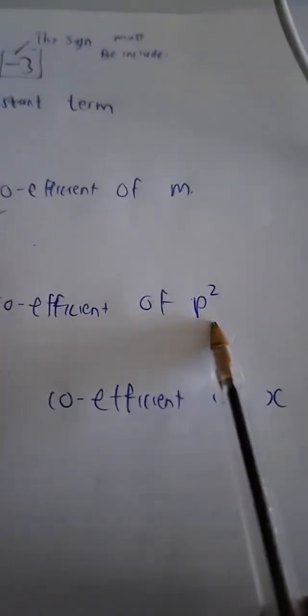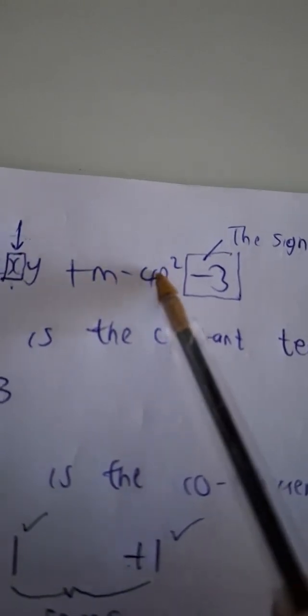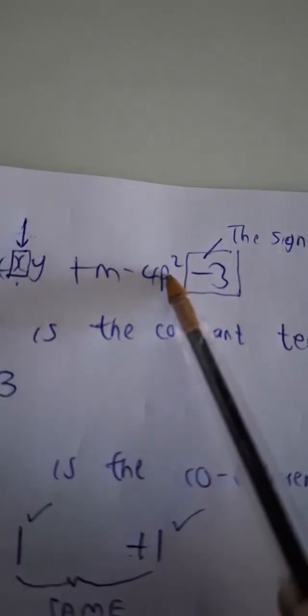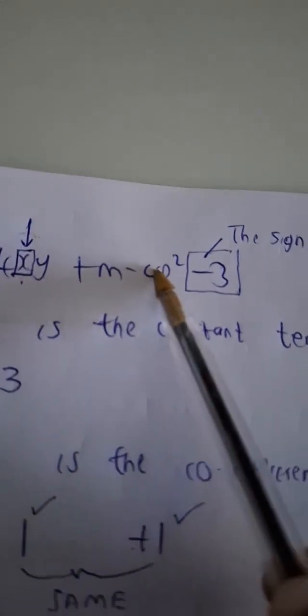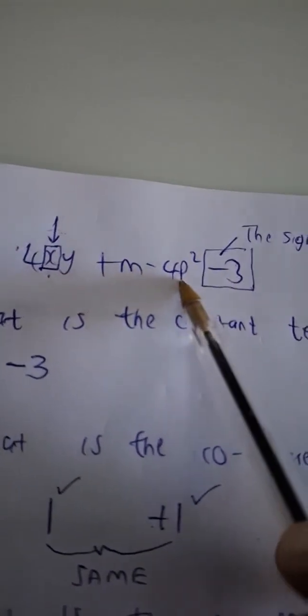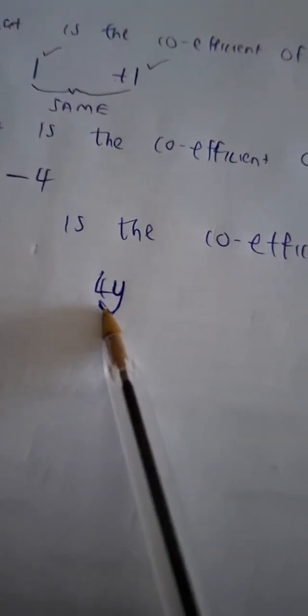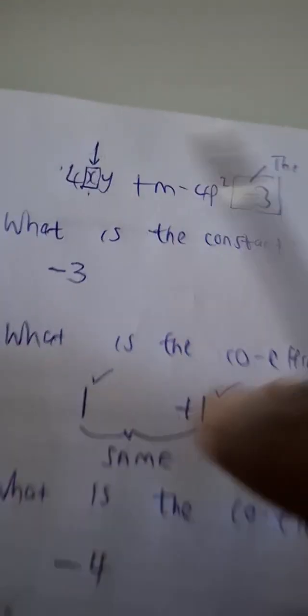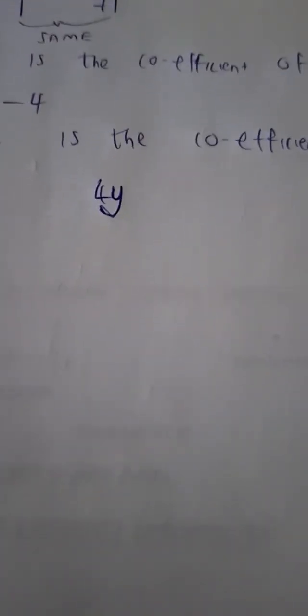What is the coefficient of p squared? I loved it that people just said it's -4, because that is the only thing that is associated with the p squared. It is the coefficient -4. There's nothing else. Had there been another variable, we would have included it. What is the coefficient of x? +4y. Boom.